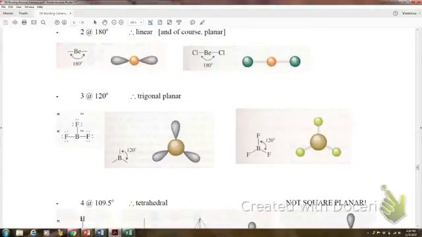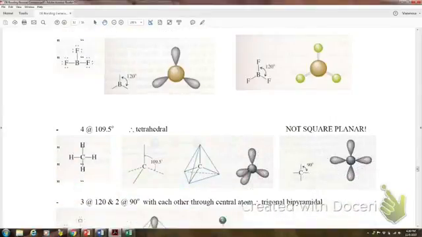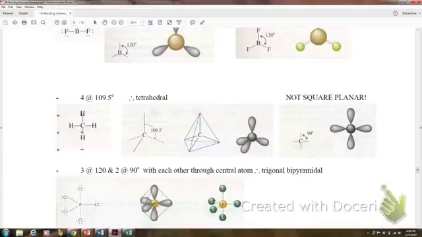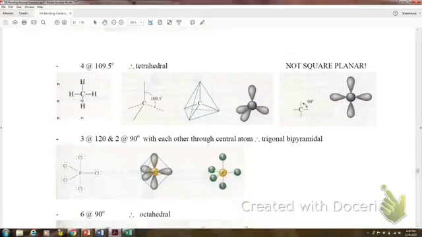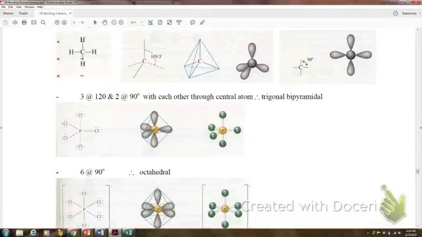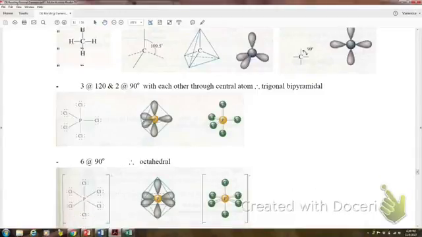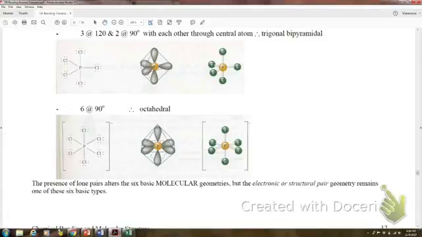If you are trigonal planar, it's going to have no lone pairs on it, so it's just going to be spread out to an even 120 all the way around. If you have 4 for tetrahedral, you're at 109.5, and it's electronic as well if you've got 4 areas of electron density. So we call that tetrahedral. Do not call it square planar. That's a different structure, okay? For trigonal bipyramidal, which is 5 things bonded, no lone pairs, you're going to have 3 angles at 120, 2 at 90. Octahedral, of course, is 6 of them at 90.